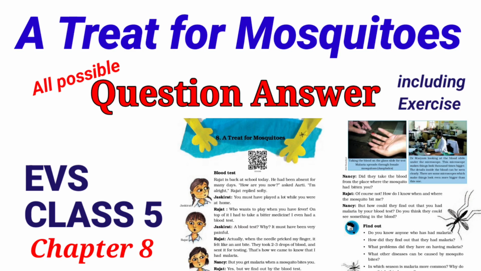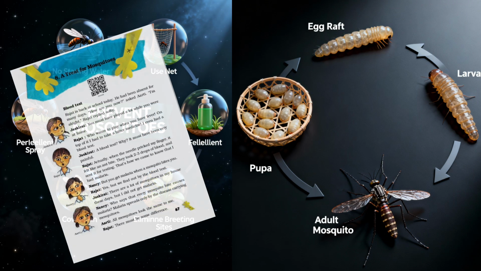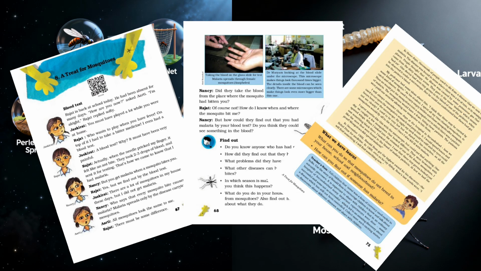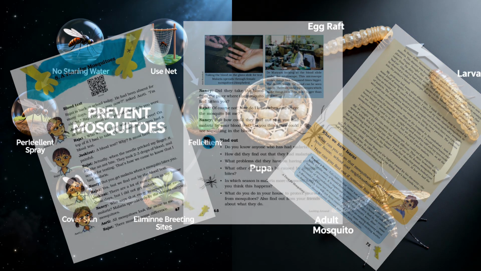If you are looking for the questions with answers from the chapter, A Treat for Mosquitoes, from Class 5 EVS, Chapter 8, then this is the right video for you. This video contains all the possible questions, short questions, questions from exercise of the book, along with the proper answers from this chapter. Let us start.